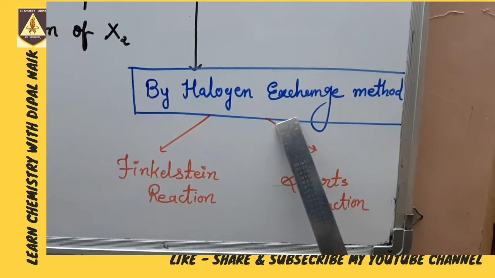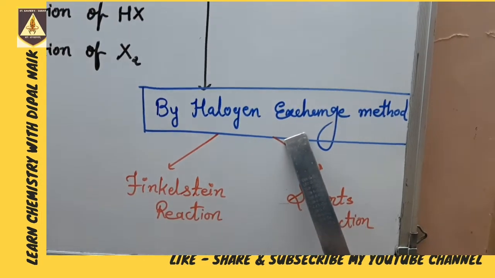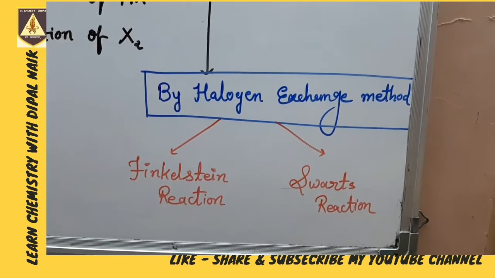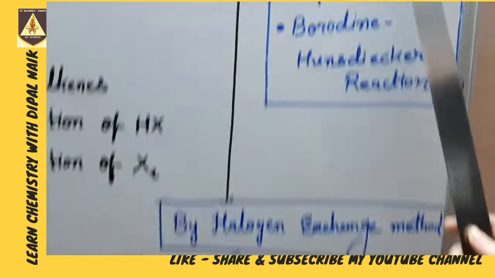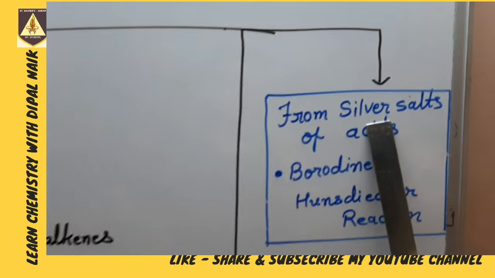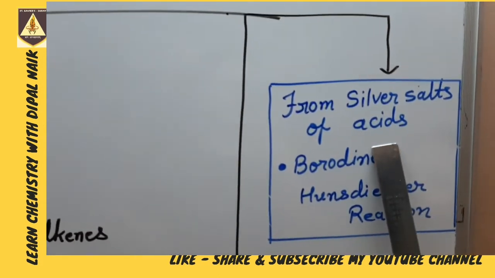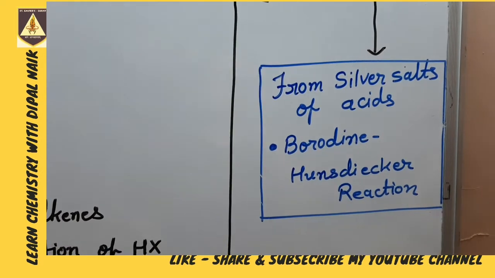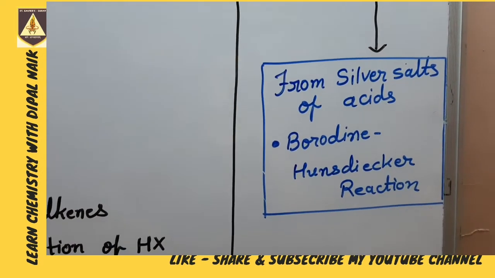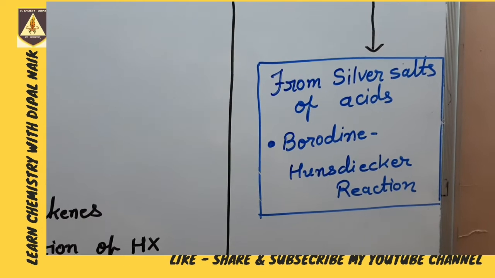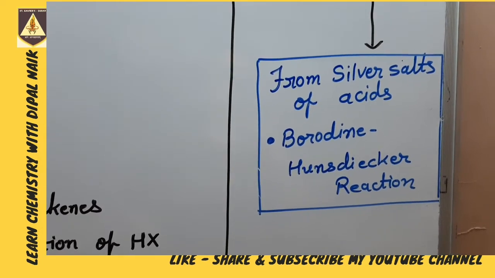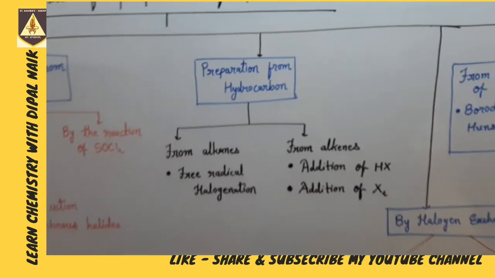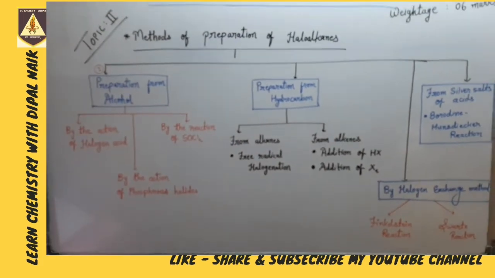Halogen exchange method is a very useful method for certain conversions of haloalkanes or haloarenes. And the fourth one is from silver salt of acids. This is a very important reaction where we want to prepare fluoride containing haloalkanes, so that we will see later with an example. Here there are four major methods of preparation of haloalkanes.